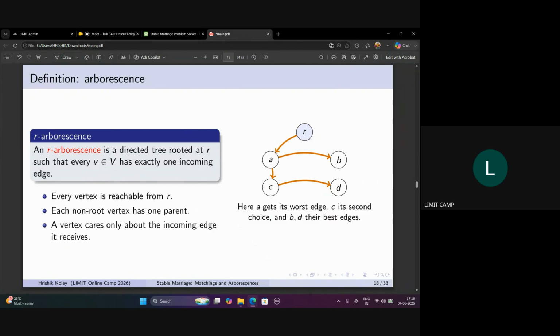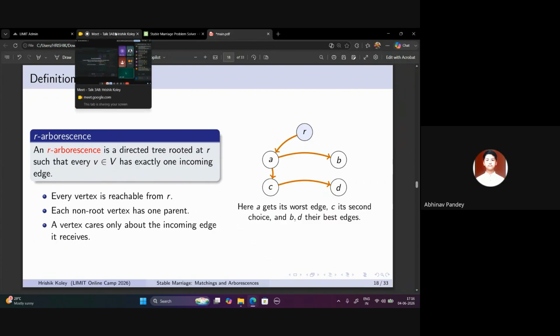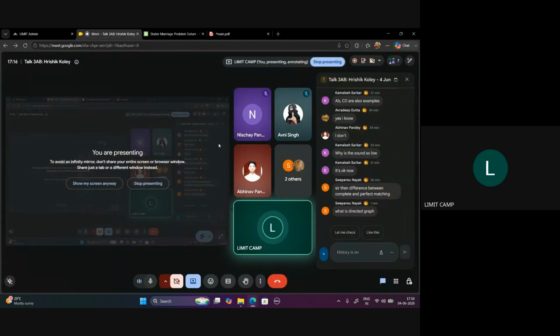So yeah, an r-arborescence is rooted at r, and every vertex v has exactly one incoming edge. Is the definition clear? And so we actually discussed having two sets. Sorry, could you repeat? Why don't we have two sets now?